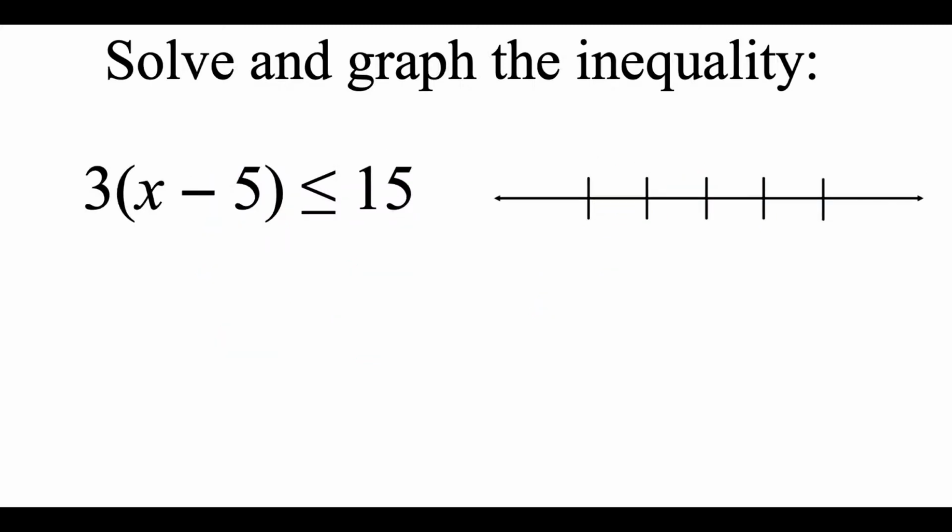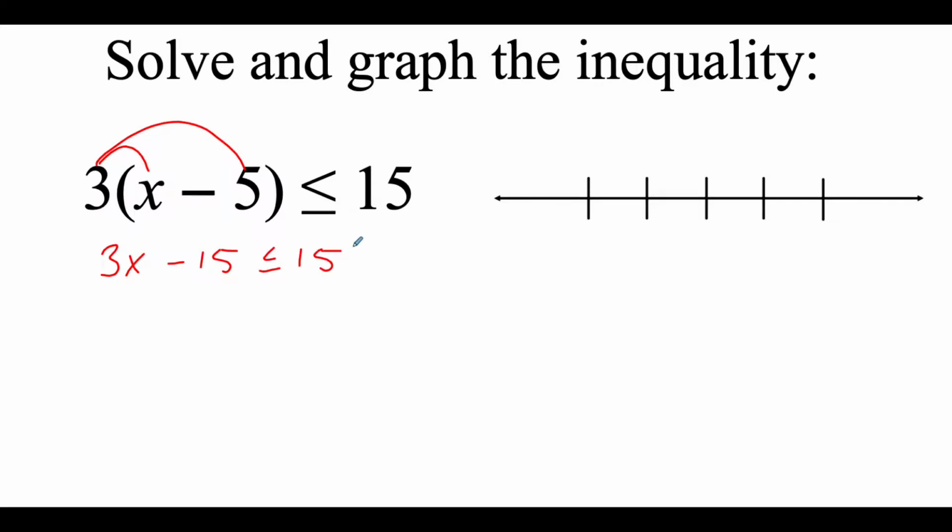As we take a look at our next example, we've got 3 times, inside of the parentheses, x minus 5 is less than or equal to 15. Here, step number 1, looking at distributive property. We do have some distributive property to do with that 3, so I'm going to distribute that in. So 3 times x is 3x. 3 times negative 5 is negative 15. And this is less than or equal to 15.